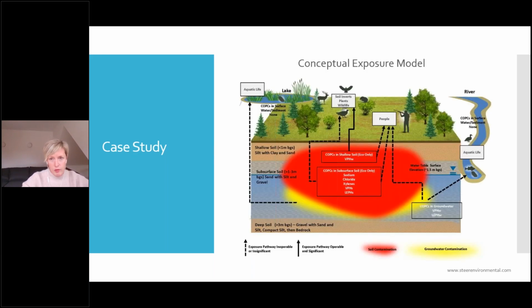So then we come to our conceptual exposure model, and this is what you develop at the end of your problem formulation to decide who do we need to carry forward and assess the risk to. So you can see from this, I'm not sure if you can see my mouse or not, but this shows you where the residual soil contamination is, where the residual groundwater contamination is, where we have operable exposure pathways to our soil invertebrates, plants, and wildlife, and where they are inoperable, so to people, and then also from subsurface soil and to our aquatic life.